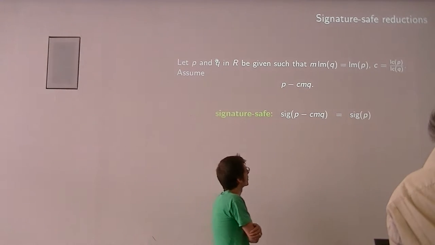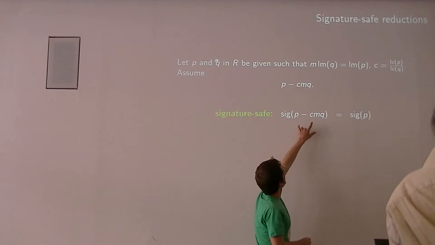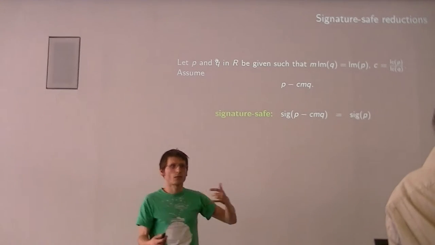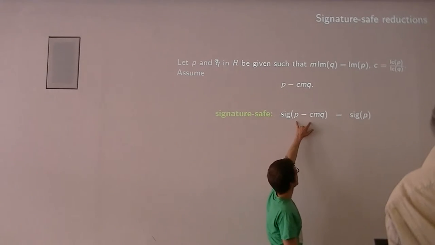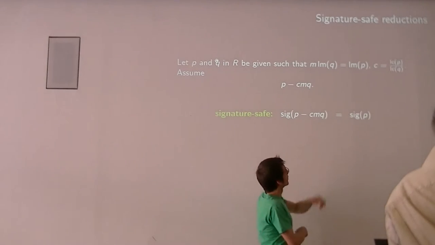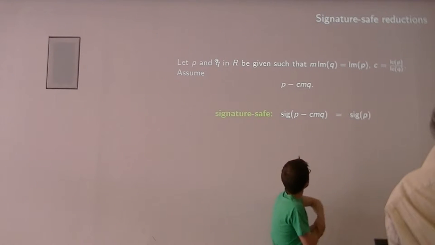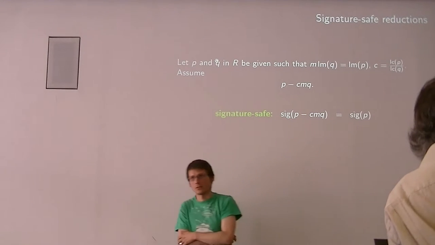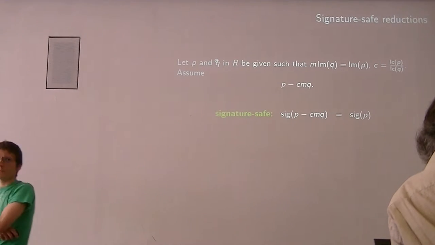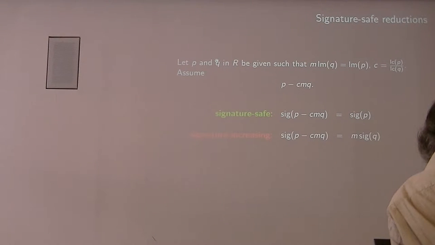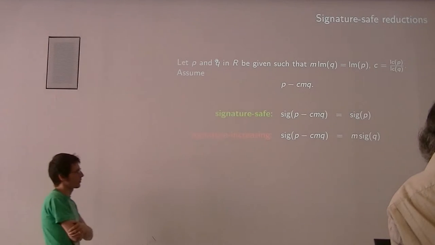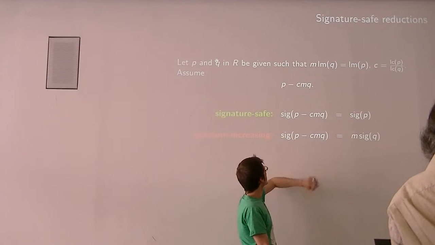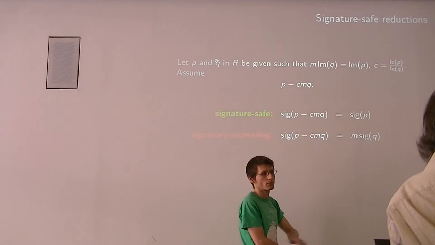This is just a special case of an S-poly computation. Again, what we choose here as the signature is the maximum. If this is the case, it means that the signature of M times Q is lower than the signature of Q. Other cases are signature increasing computations, where the signature of M times Q is greater than the signature of P.